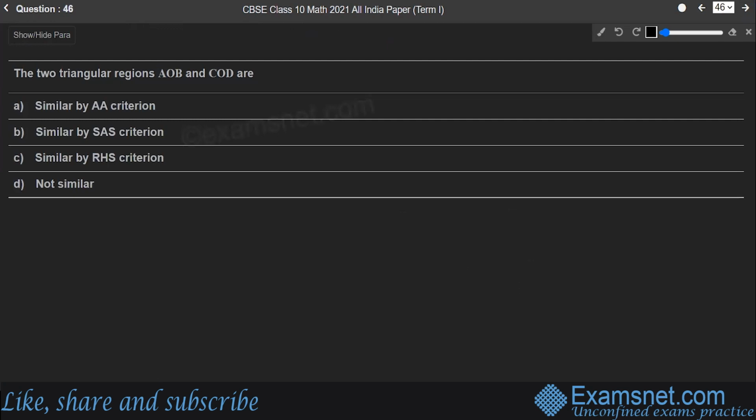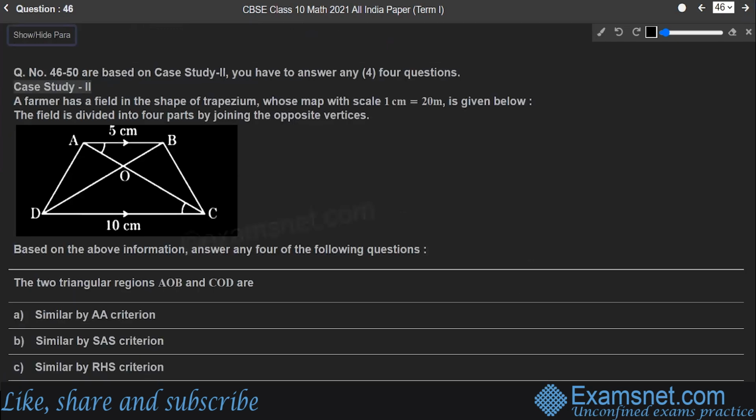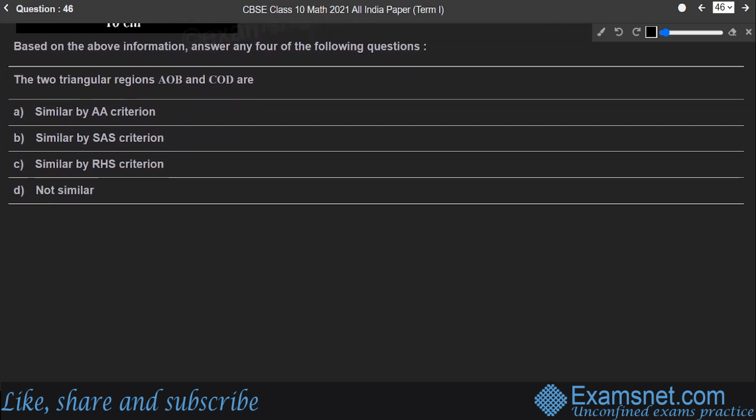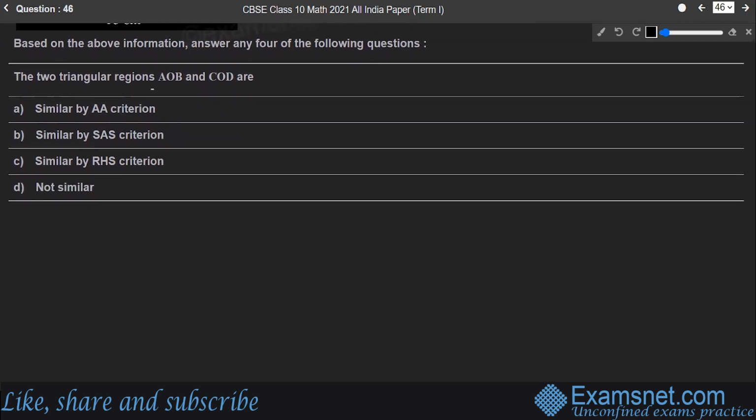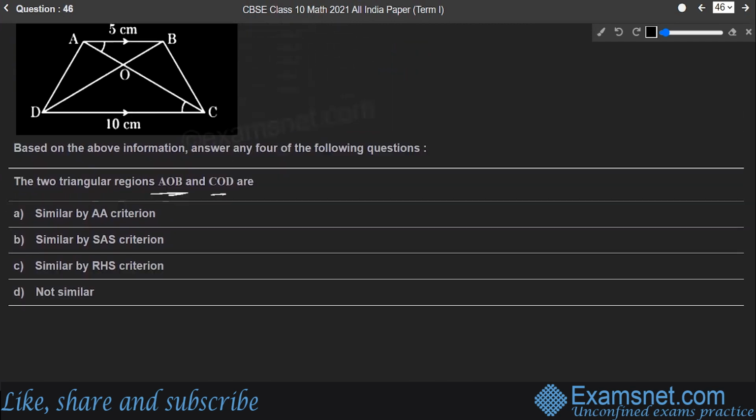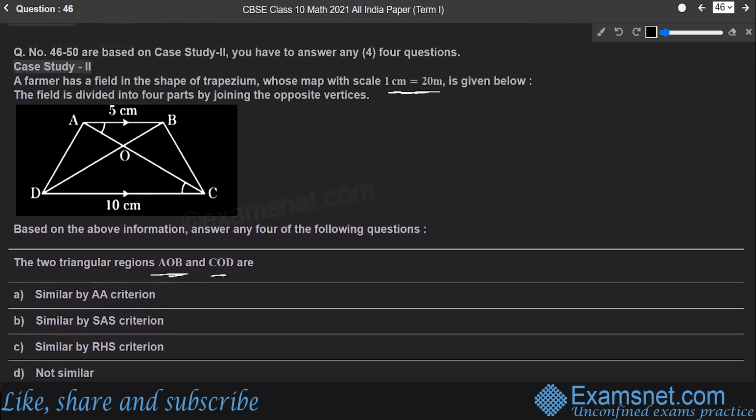Now, we have a figure. The farmer has a field in the shape of a trapezium whose map has a scale of 1 centimeter equal to 20 meter. The field is in the shape of a trapezium. The opposite vertices have been drawn. Sides are written as 5 and 10. So what are we supposed to find out? The two triangular regions AOB and COD are. So we have to find out how the two triangles AOB and COD are related. So let us write down.